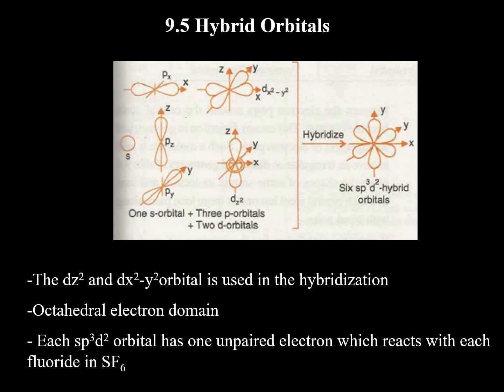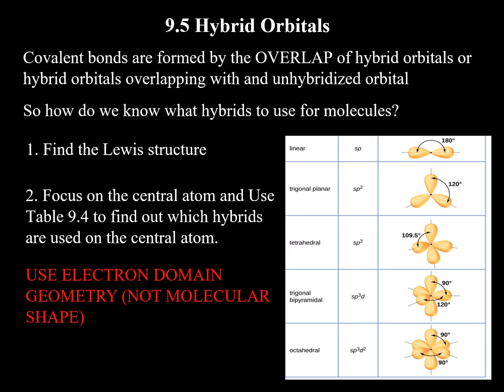This is another diagram. The d orbitals that are used to form sp3d2 are the dz squared and the dx squared minus y squared, the orbitals along the axes. So that's a little bit about the theory behind how they form, but you'll be given examples on how to identify the hybridization. So we use the electron domains to figure out the hybridization on the central atom.